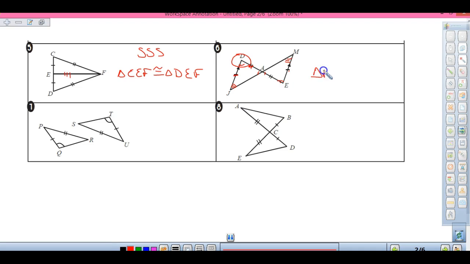Okay, so triangle DJA is congruent to triangle what? What does D go with? E. J goes with M. And A goes with A. Okay, number 7. Do I have all 3 sides? I don't have all 3 sides. Do I have the included angle, the angle that's in between my 2 congruent sides? Nope. So therefore, not enough info.